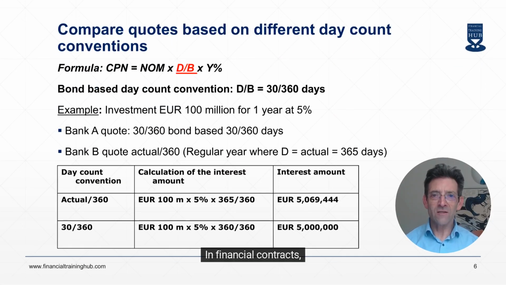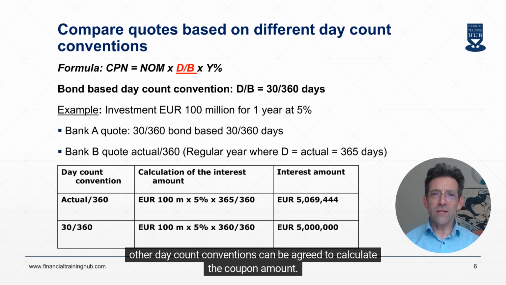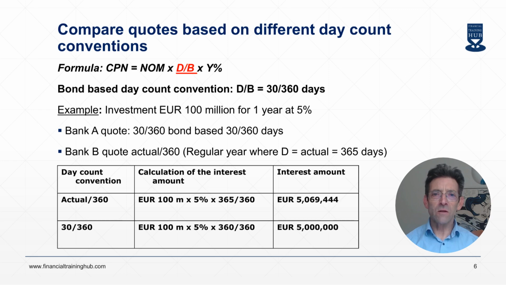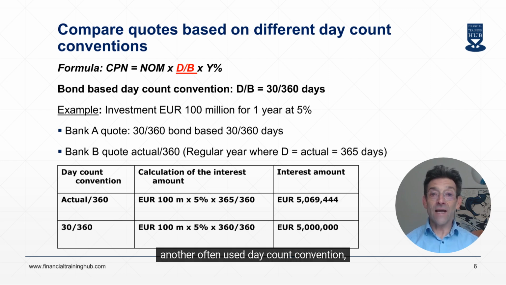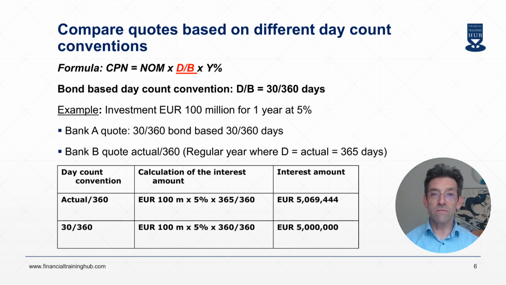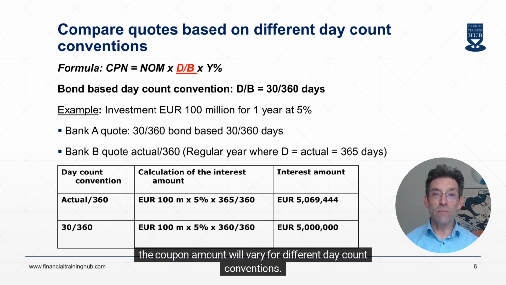In financial contracts, other day count conventions can be agreed to calculate the coupon amount. For instance, another often used day count convention is bond basis, that is represented as 30/360. This implies that D is based on 30 days per month and not the actual days in the calendar month. To calculate a year coupon, D will be 360 days. The year basis represented by B is 360 days. Of course, the coupon amount will vary for different day count conventions.